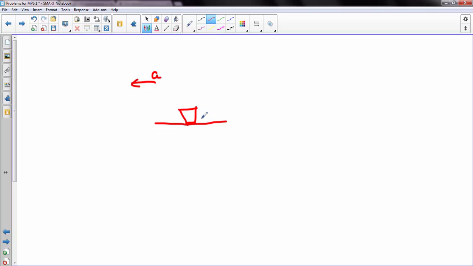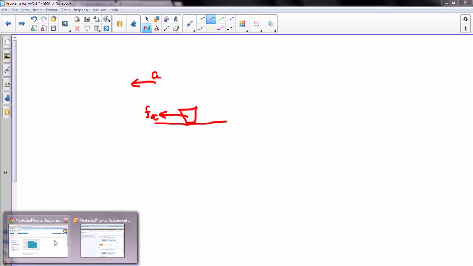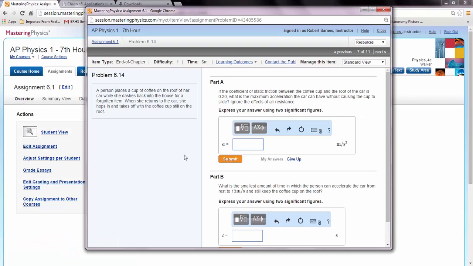So if there was no friction, as the car underneath the coffee took off to the left, the coffee would just stay in place because the coffee's at rest. It wants to stay at rest. It has inertia. But because there's friction, the friction force is actually going to pull the coffee in that direction. So the unbalanced force is in this direction. It's because of friction. You've got acceleration in that direction as well.